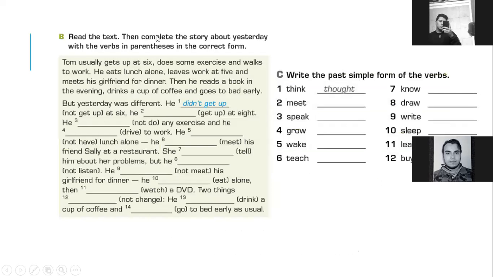It says, read the text and then complete the story about yesterday with the verbs in parentheses in the correct form. It says in here, Tom usually gets up at 6, does some exercise and walks to work. He eats lunch alone, leaves work at 5 and meets his girlfriend for dinner. Then he reads a book in the evening, drinks a cup of coffee and goes to bed early. But yesterday was different. So here, all of the verbs will have to be modified and changed into past tense.